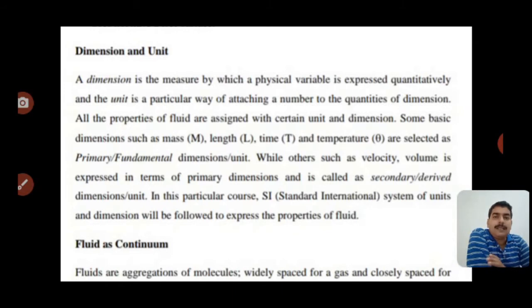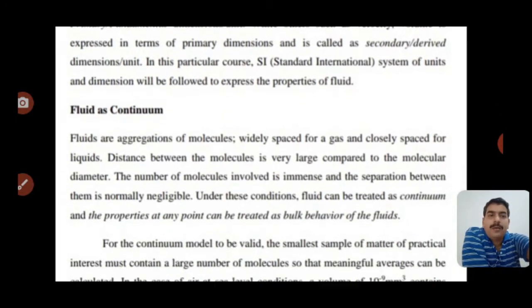For dimensional measurements there are many types of unit systems: MKS units, CGS units, SI units, but in India and across the globe we adopt the SI unit system. That is the standard international unit system. Okay.